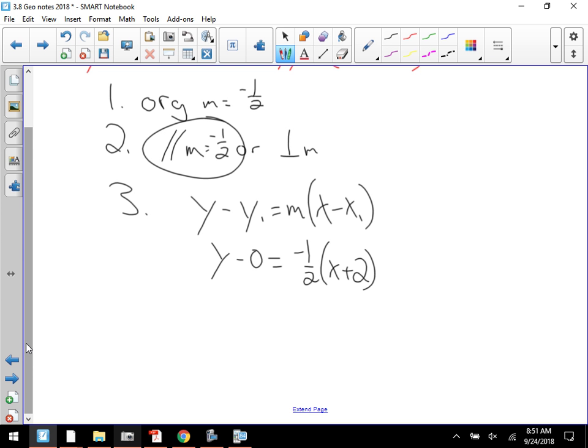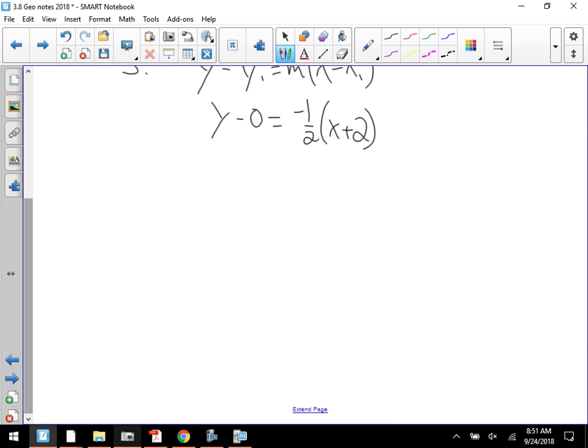So, we'll distribute out. We had y equals negative 1/2 x minus 1. You're done. Your answers will always be written in slope intercept form. Distribute and solve for y. That's where that comes from.